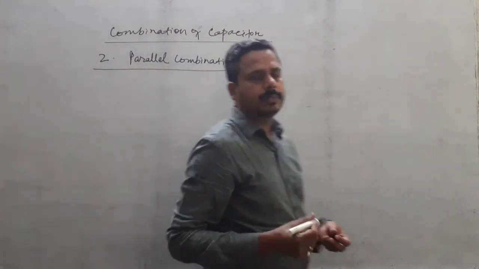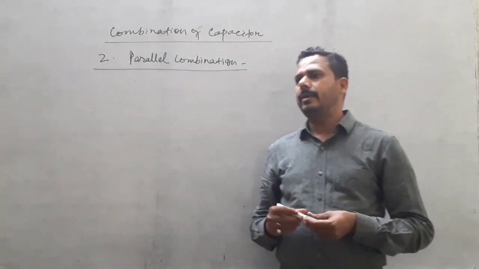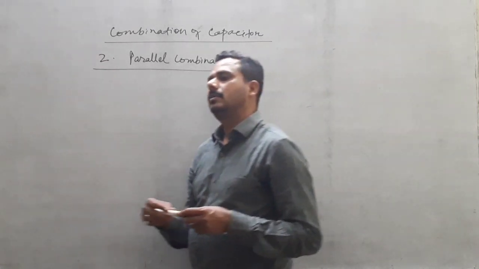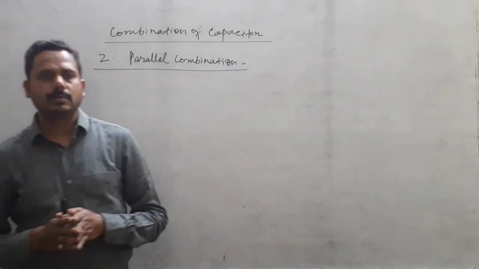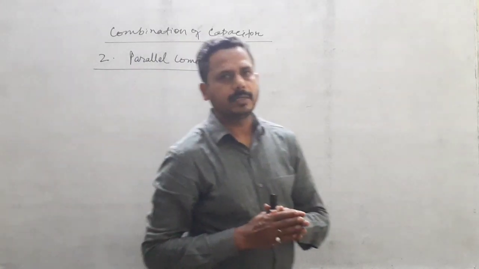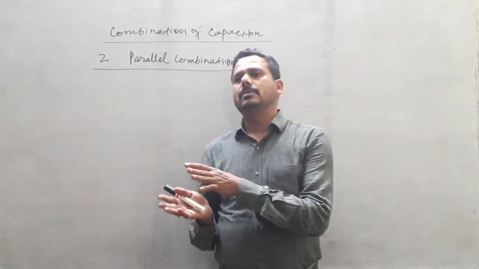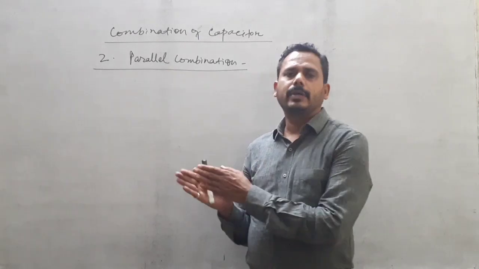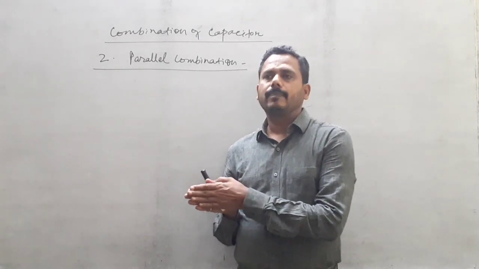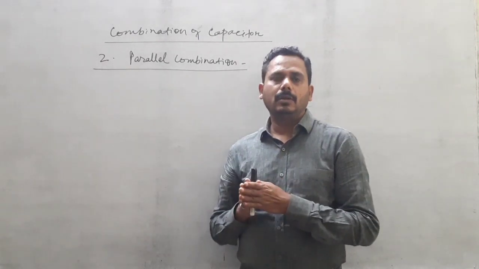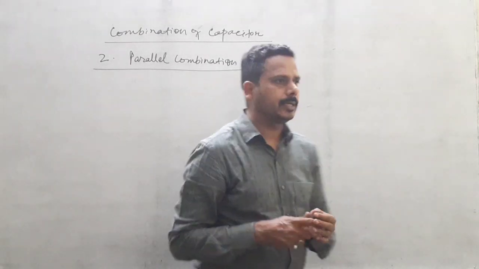How can you say that something is in parallel? You have to take the same terminal to the same side, and the rest of the terminals you have to take together to the other side. This combination we call a parallel combination.